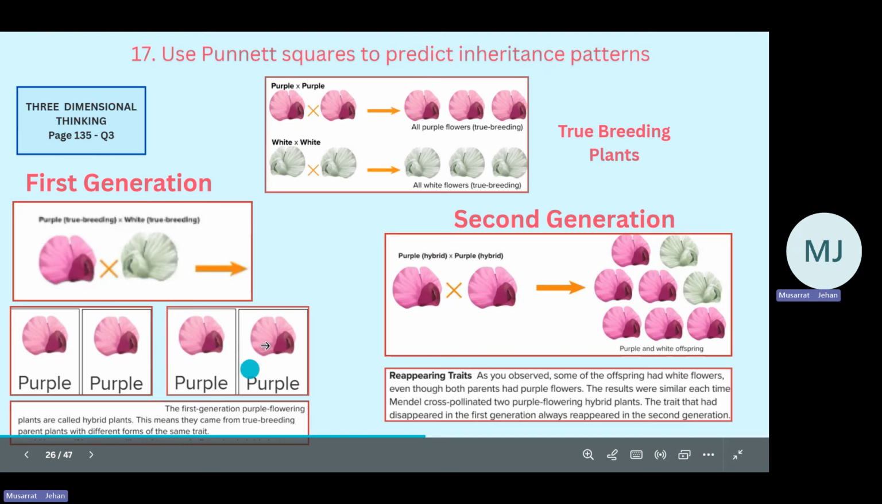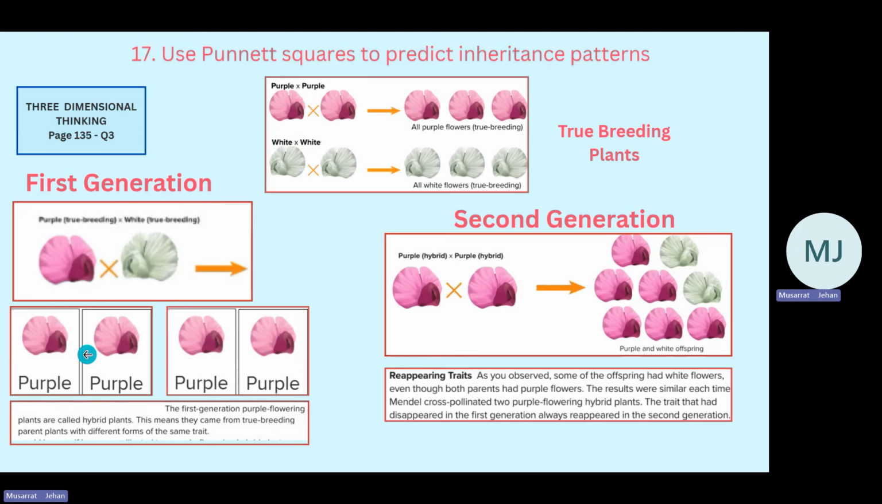So this is called the first generation. First generation purple flowering plants are called hybrid. Now here, these are all purple. We call them hybrid because white has been hidden. They have been obtained from true breeding parents. Why are they hybrid? Because their parents were different. They were true breeding but different colors, different forms of the trait.